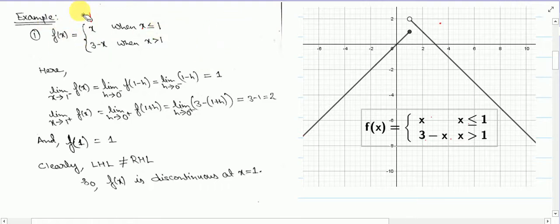So this function is given, and we have to check whether this is continuous at x equal to 1 or not. Why do we have to check at x equal to 1 only? Because here we see that this function has been defined piecewise, and because of 1, we have to discuss its continuity at x equal to 1 only.